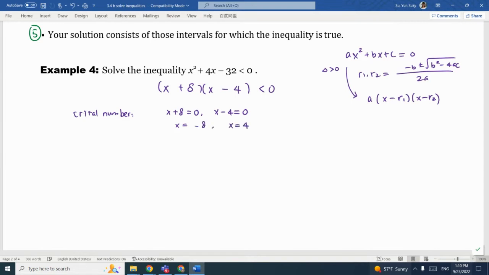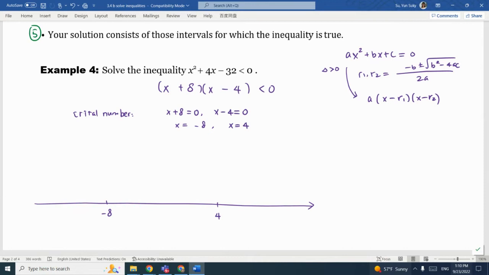Yeah, very good. So these are the critical numbers. Then we have the real number line, separated by the critical numbers. They are -8 and 4. Is that okay, everybody? You just put a little bar there to indicate this is -8, this is 4.